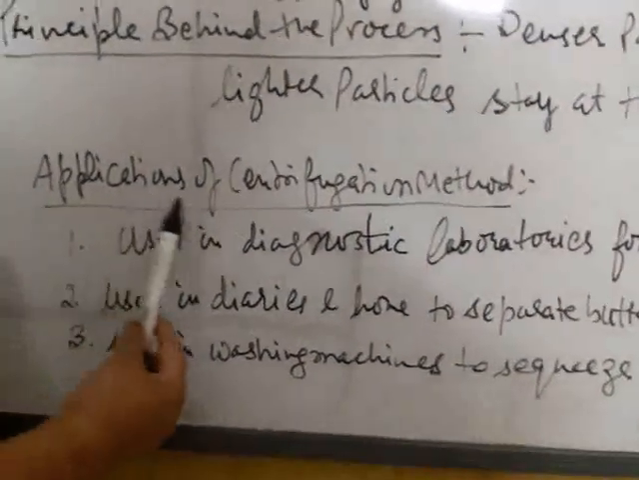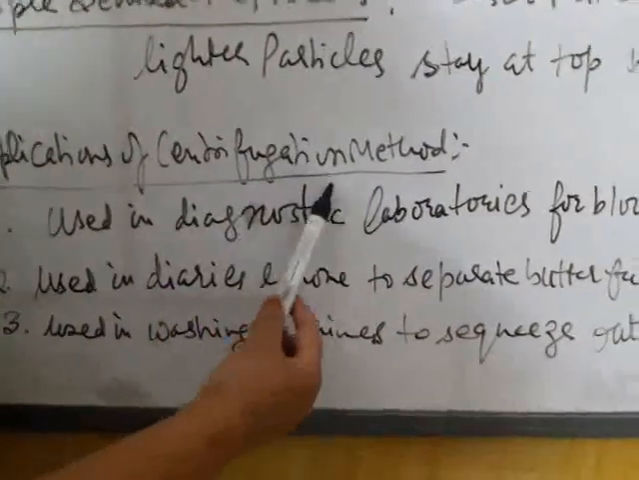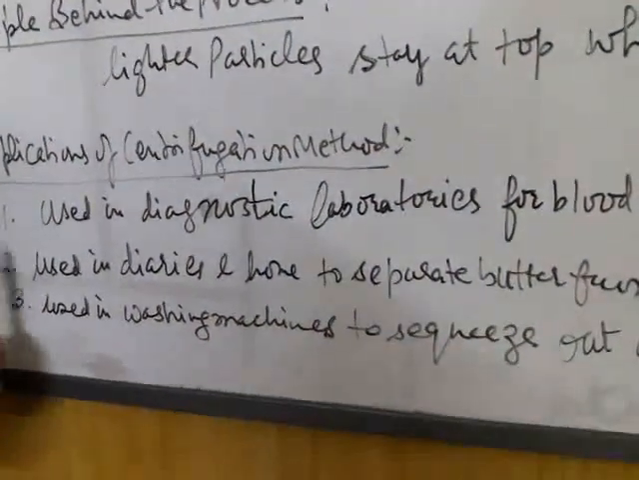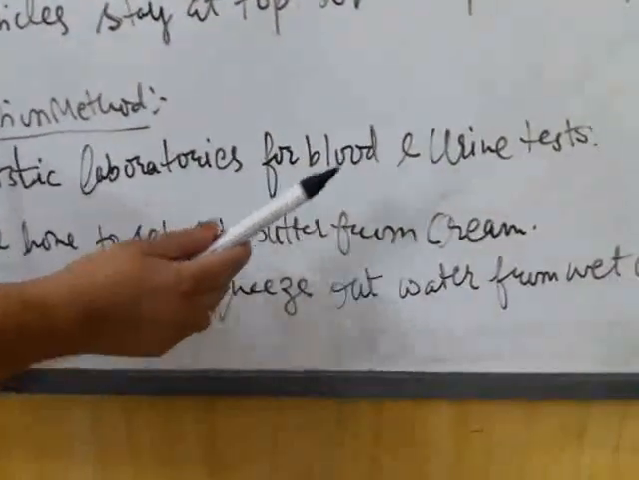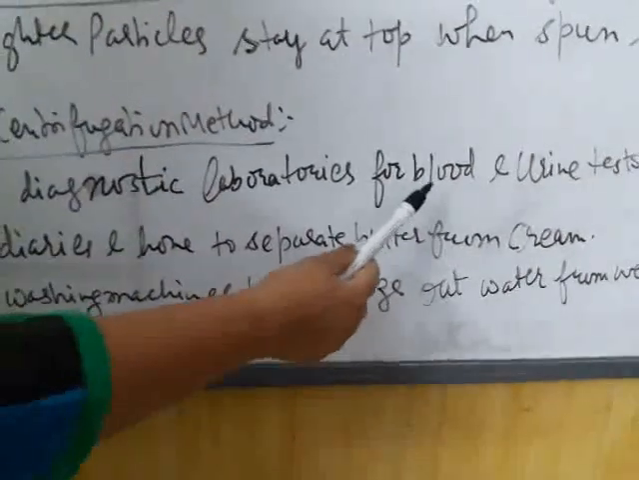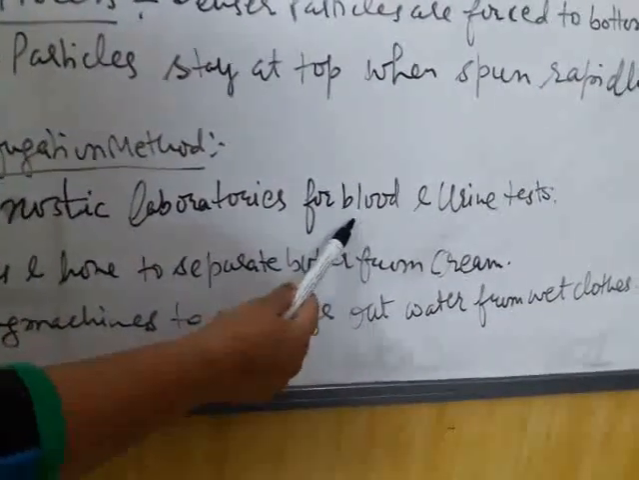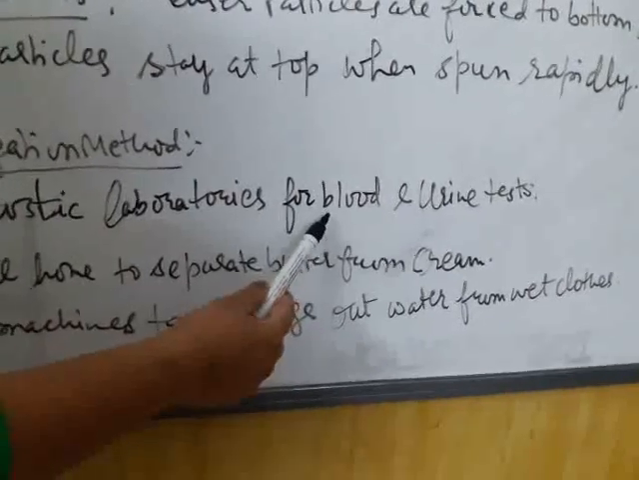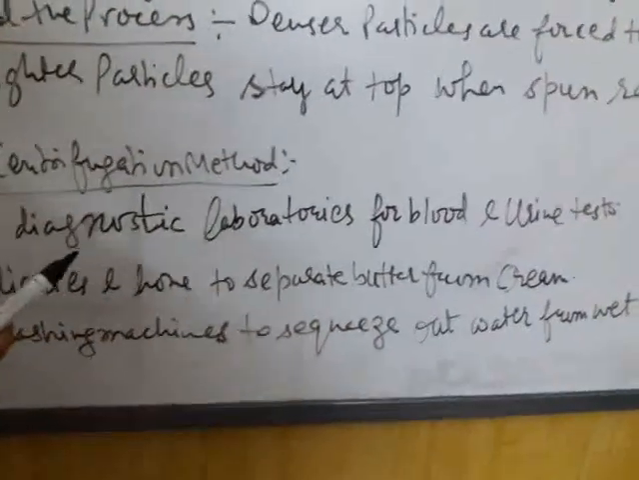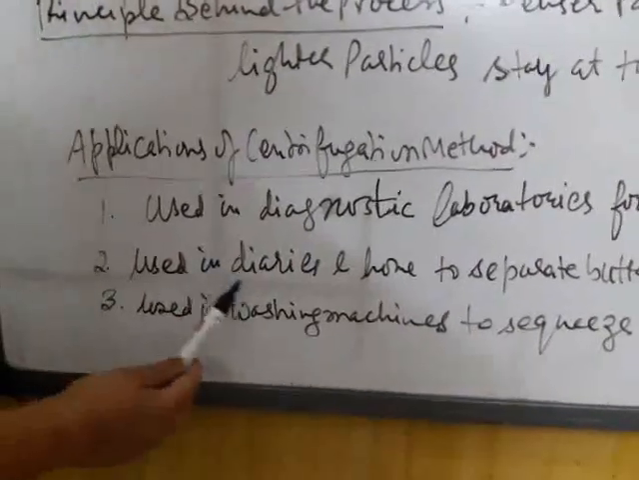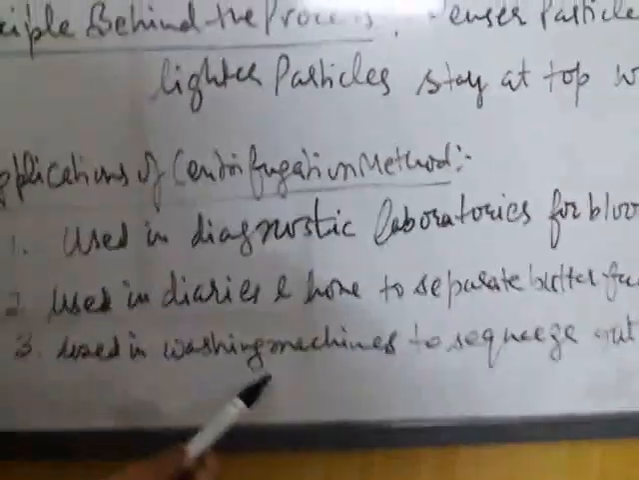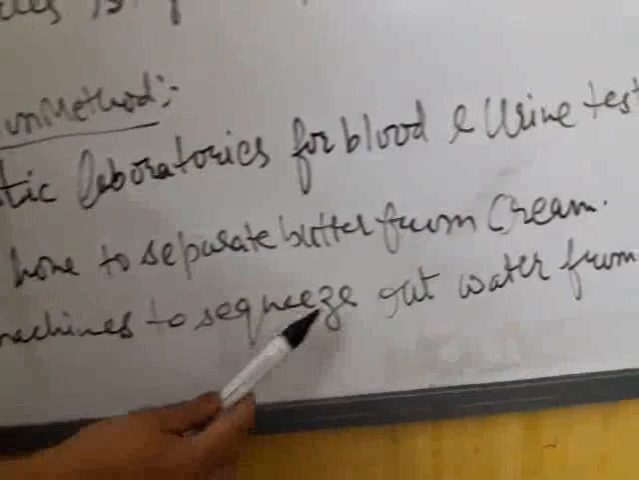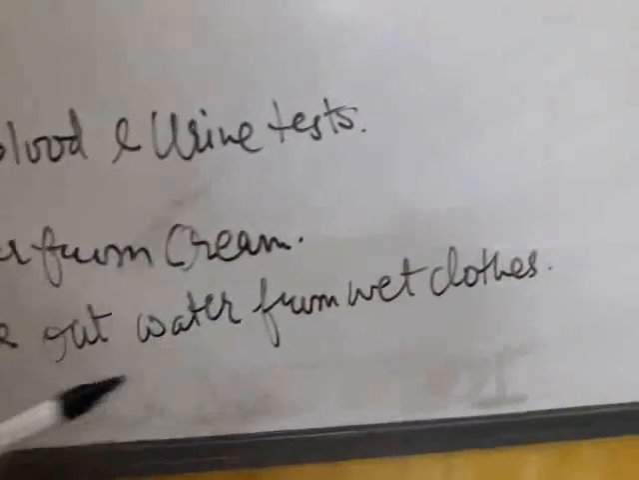Now where do we apply this centrifugation method in our daily life? First, it is used in diagnostic laboratories for blood and urine tests. To separate blood components RBC, WBC and blood platelets, this centrifugation method is used. It is also used in dairies and homes to separate butter from cream. And it is also used in washing machines to squeeze out water from wet clothes.